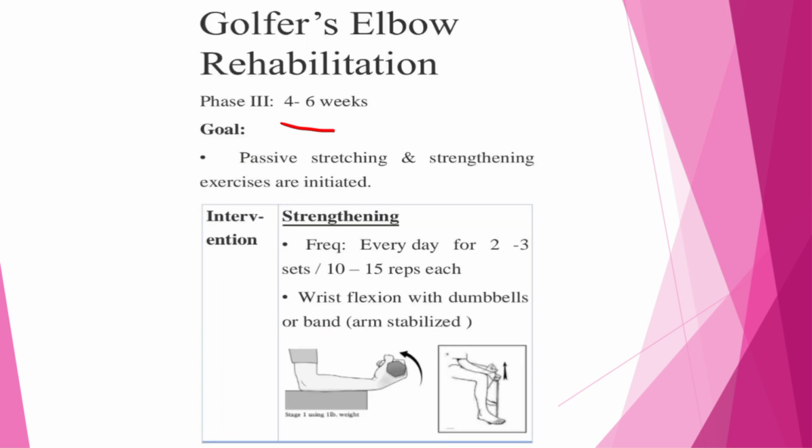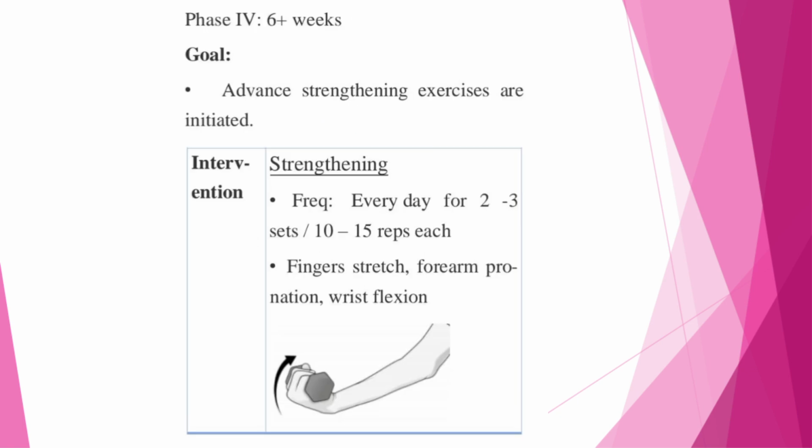In phase 3, at 4 to 6 weeks, the goal is to do passive stretching. Strengthening exercises are also initiated, every day for 2 to 3 sets of 10 to 15 repetitions each. In lateral epicondylitis, we do wrist extension exercises. In this, we go for wrist flexion with dumbbells or a band. This is phase 3.